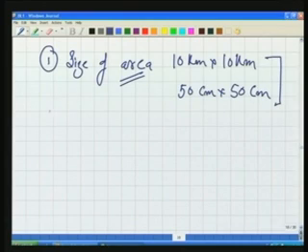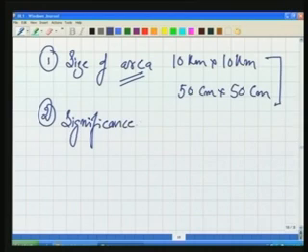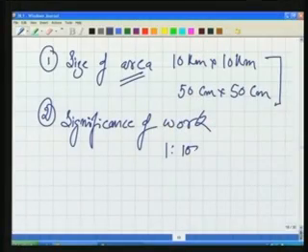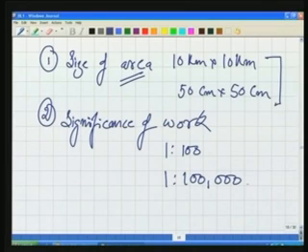But size of the area is not the only criterion by which the scale is decided. Many times the significance. What is the meaning of significance? When you want to go for higher scale, when you want to go for lower scale. Sometimes you want to plot at 1:100. Sometimes you want to plot at 1:100,000.